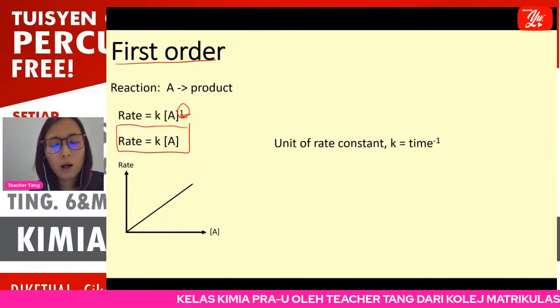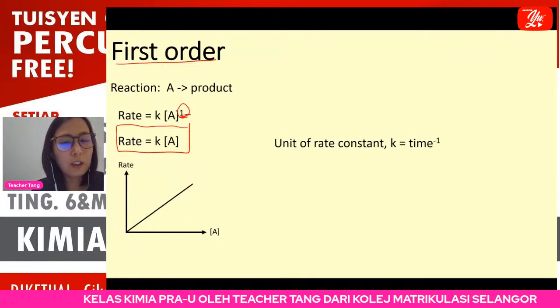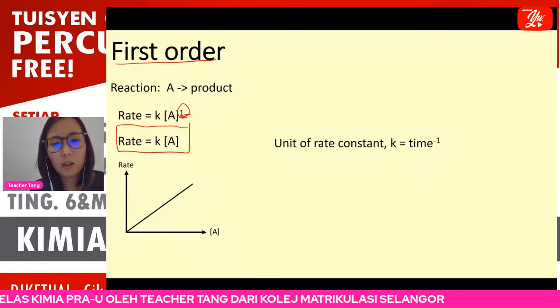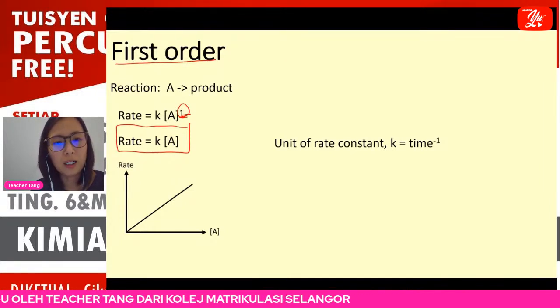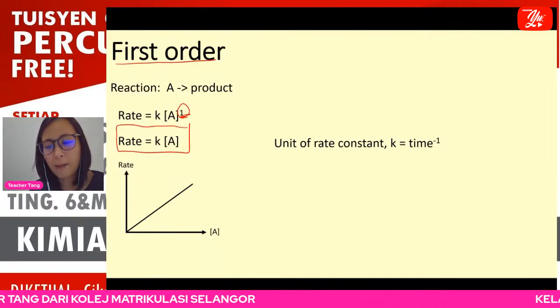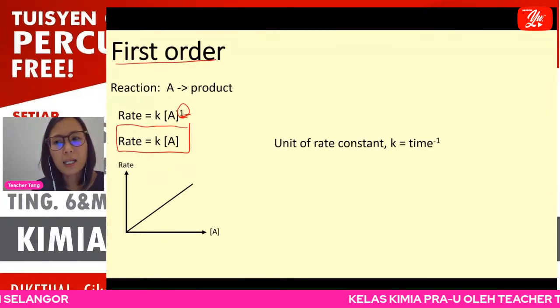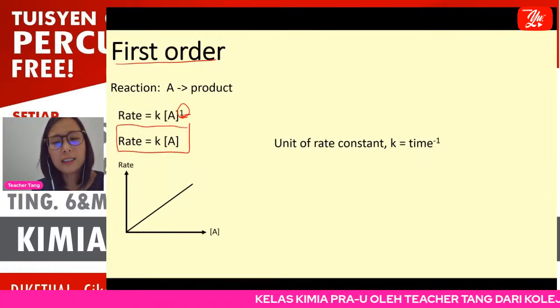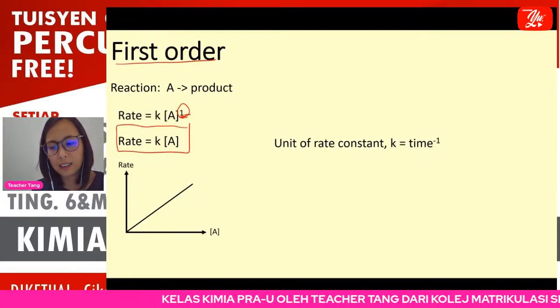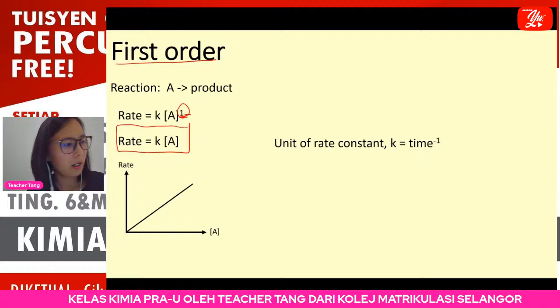So for the unit of the rate constant for a first order reaction, the rate constant unit will be per time. And the time again can be second, minute, hours, years, or even months. Okay.